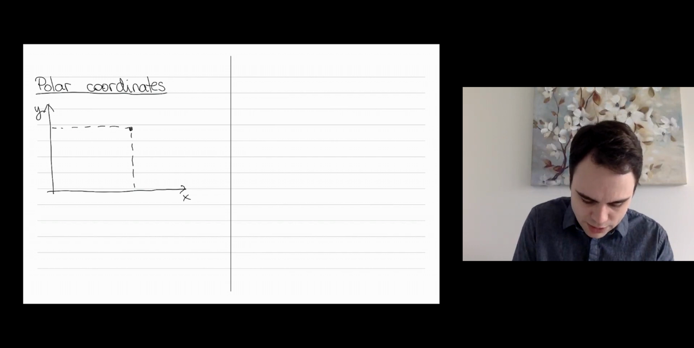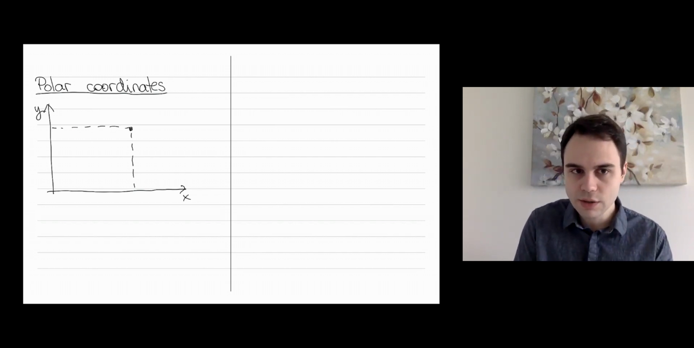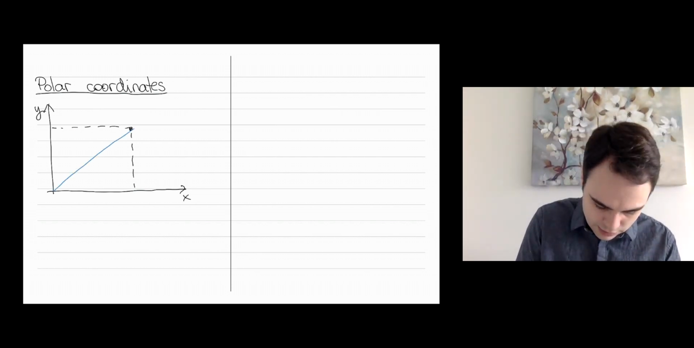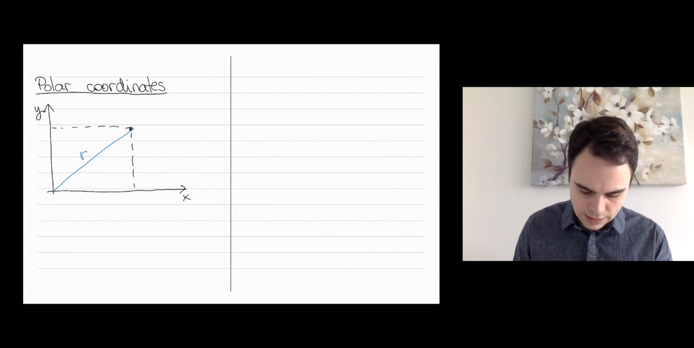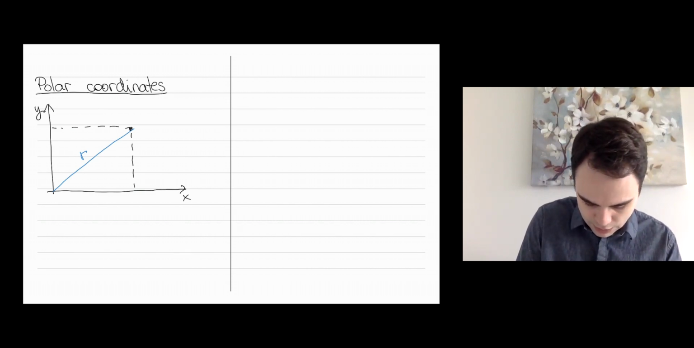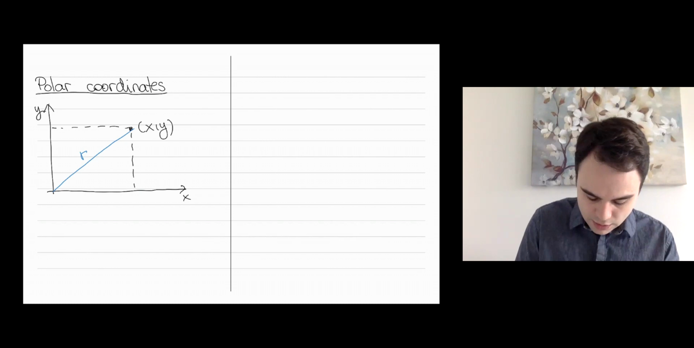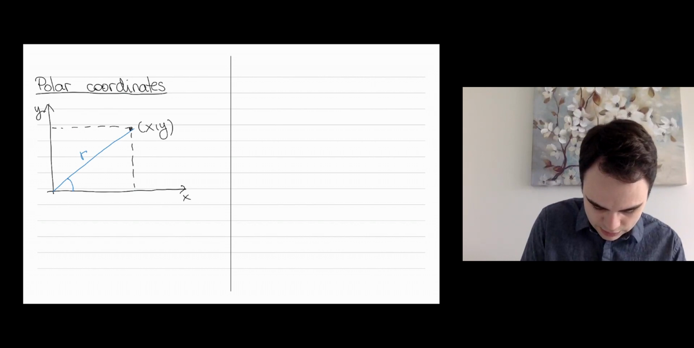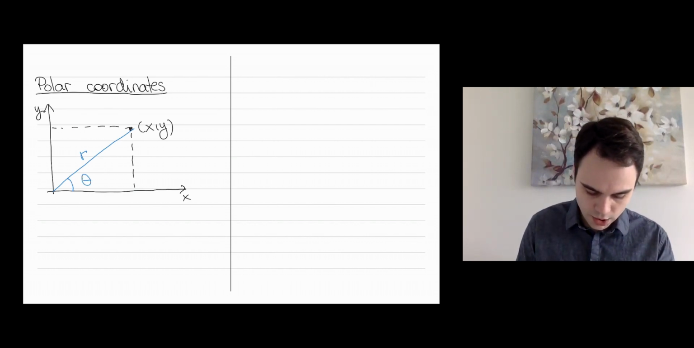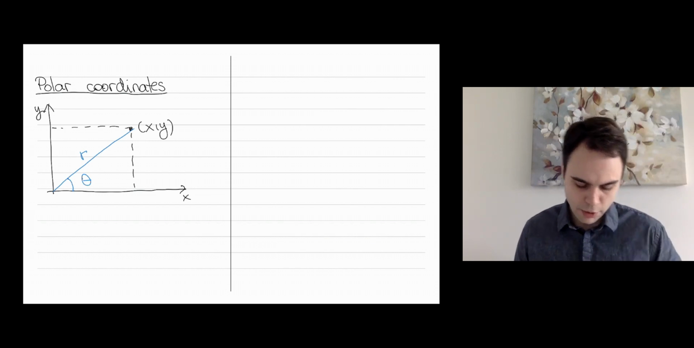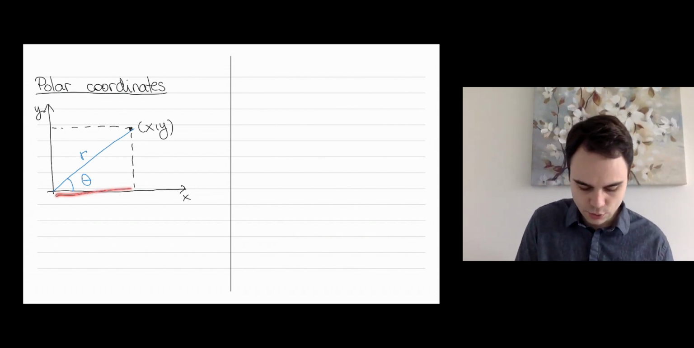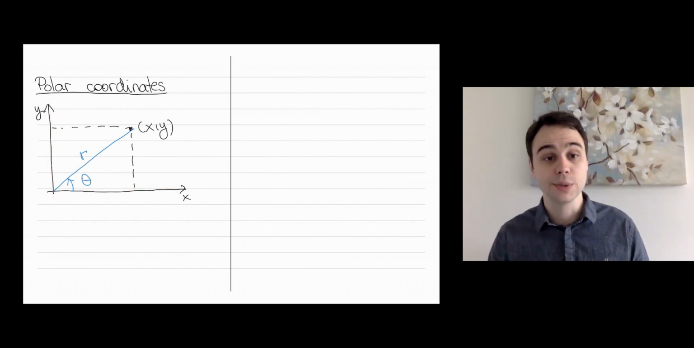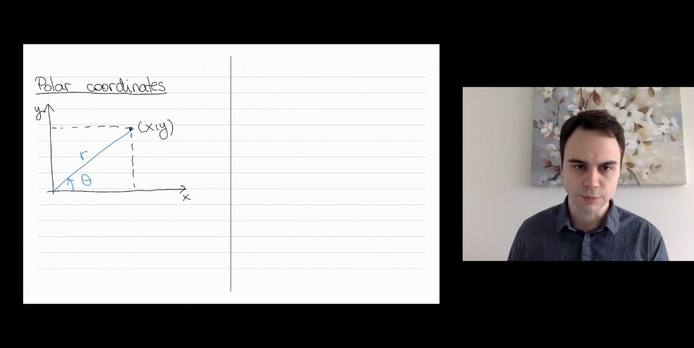But if I want to describe a point, instead of giving you x and y, these two distances, I will give you two other numbers. The first number is the distance from the origin. And the other number, so here we have a point x comma y, the first number in polar coordinates is r, the distance from the origin, and the other number is theta, the angle around the origin measured from the x-axis to the y-axis. So let me draw this little arrow here to indicate the orientation.